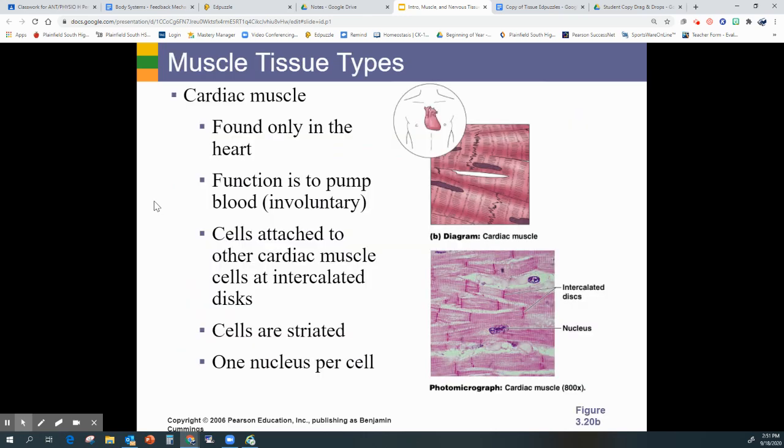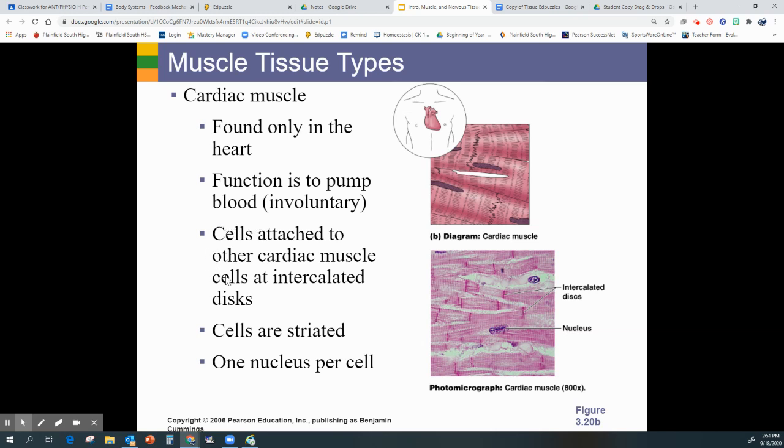Cardiac muscle tissue, on the other hand, obviously by its name, is only found in the heart. Its only function is to pump or move blood. Again, it's involuntary. Skeletal muscle tissue is our only voluntary one. We cannot control the rate that our heart beats, nor can we control the strength that our heart beats. That is all done by our central nervous system. So all of that is controlled by that.